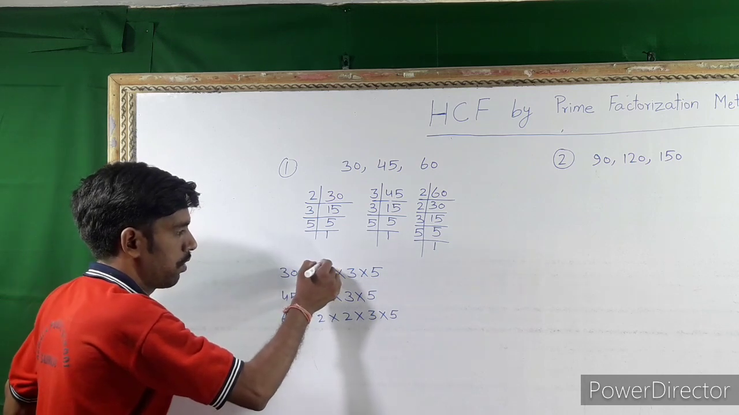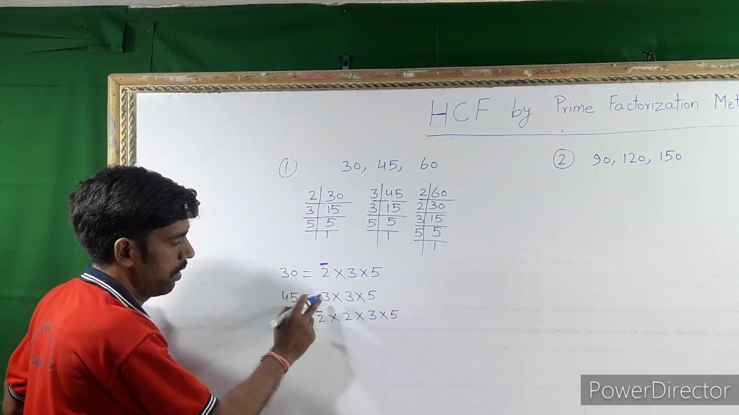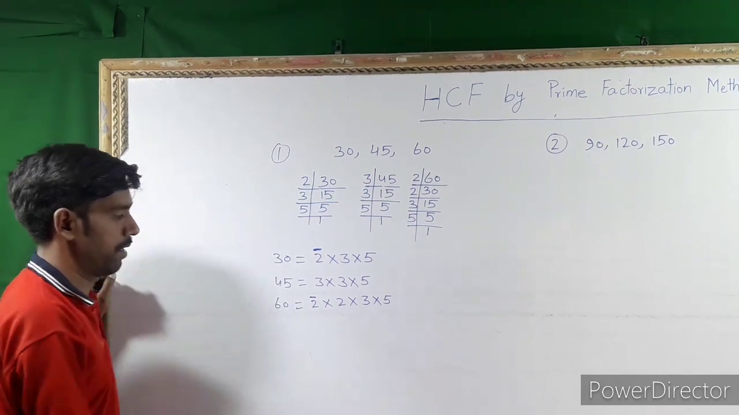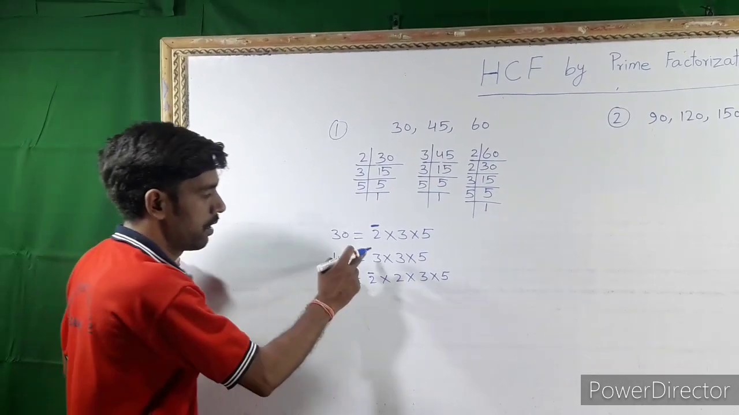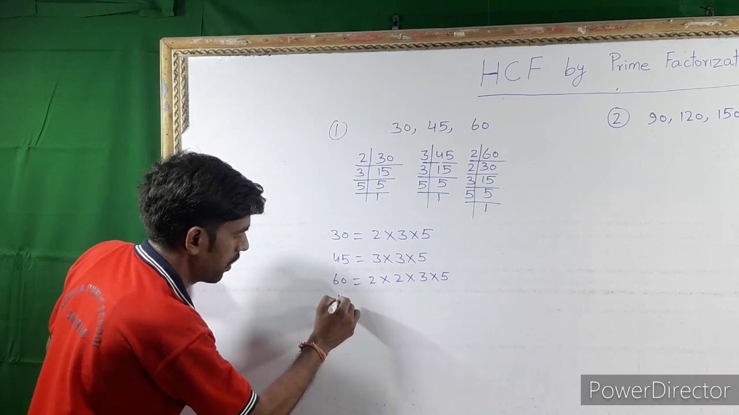2 is included in the first and third numbers, but not included in the second number. 2 केवल फर्स्ट और थर्ड नंबर में शामिल है, सेकंड नंबर में शामिल नहीं है, इसलिए हम 2 को एचसीएफ नहीं ले सकते.